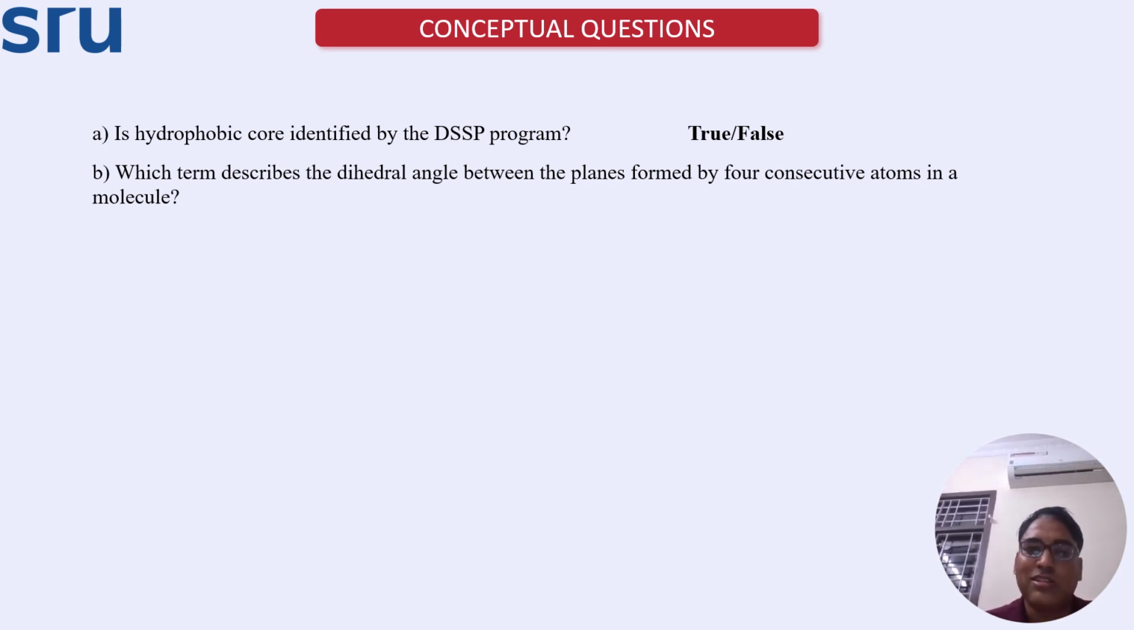Which term describes the dihedral angles between the planes formed by four consecutive atoms in a molecule? What is the answer? The answer is torsion angle. Torsion is the correct term.